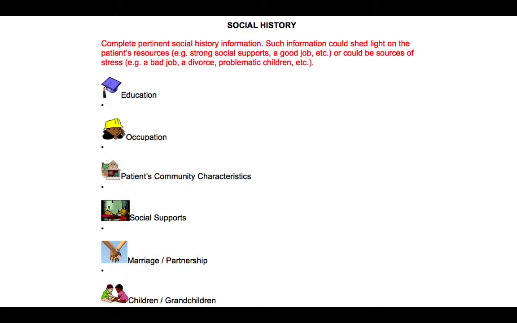What social supports does the patient have? What is their marriage or their partnership like, if they have one? Do they have children and grandchildren? It's important that you, I think, name the children in case somebody asks, what are your kids' names? You don't want them to make this up on the spot. Names and ages are important. Give the patient an actual life.